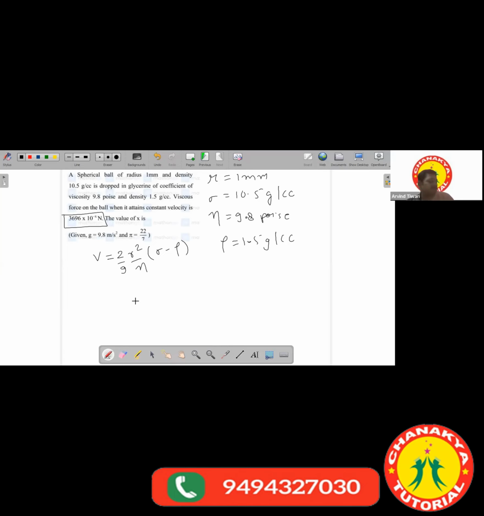So see, we have this question: a spherical ball of radius 1 mm and density 10.5 gram per centimeter cube is dropped in glycerine of coefficient of viscosity.